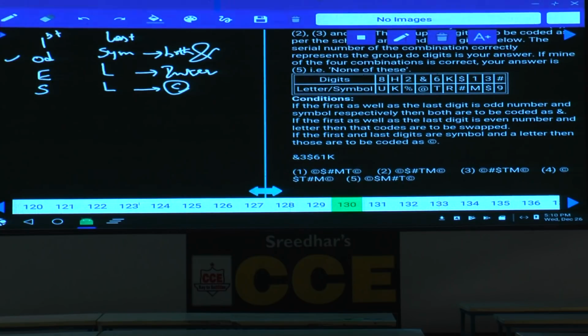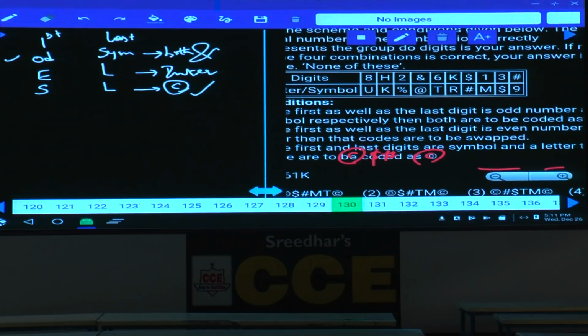Then question number 130. The first one is symbol, last is a letter. Hence, these two come under the third category, copyright and copyright. Now, among the given choices, how many copyrights are there? Yes, all the choices have copyright. Then 3. What is the code to this word? 3 is dollar. And next one, 3 is dollar. What is the code to this word? Dollar is hash. Copyright dollar hash. This is ruled out.